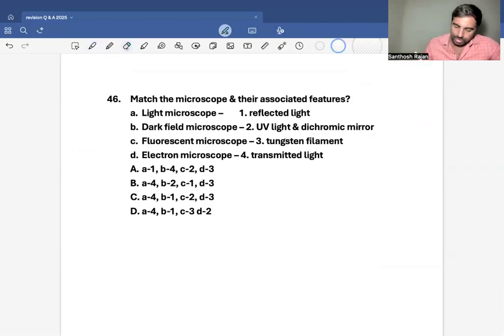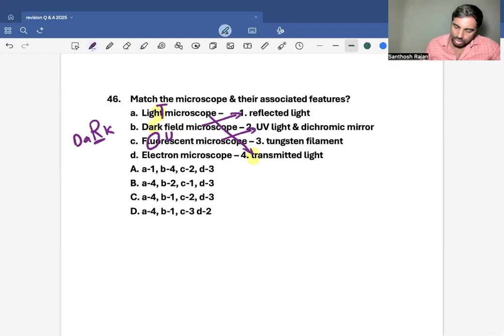Light microscope, always remember T for transmitted light. Dark field, R for reflected light. This is transmitted light, reflected light. Fluorescent, U is here, so it is UV light and the dichromic mirror.